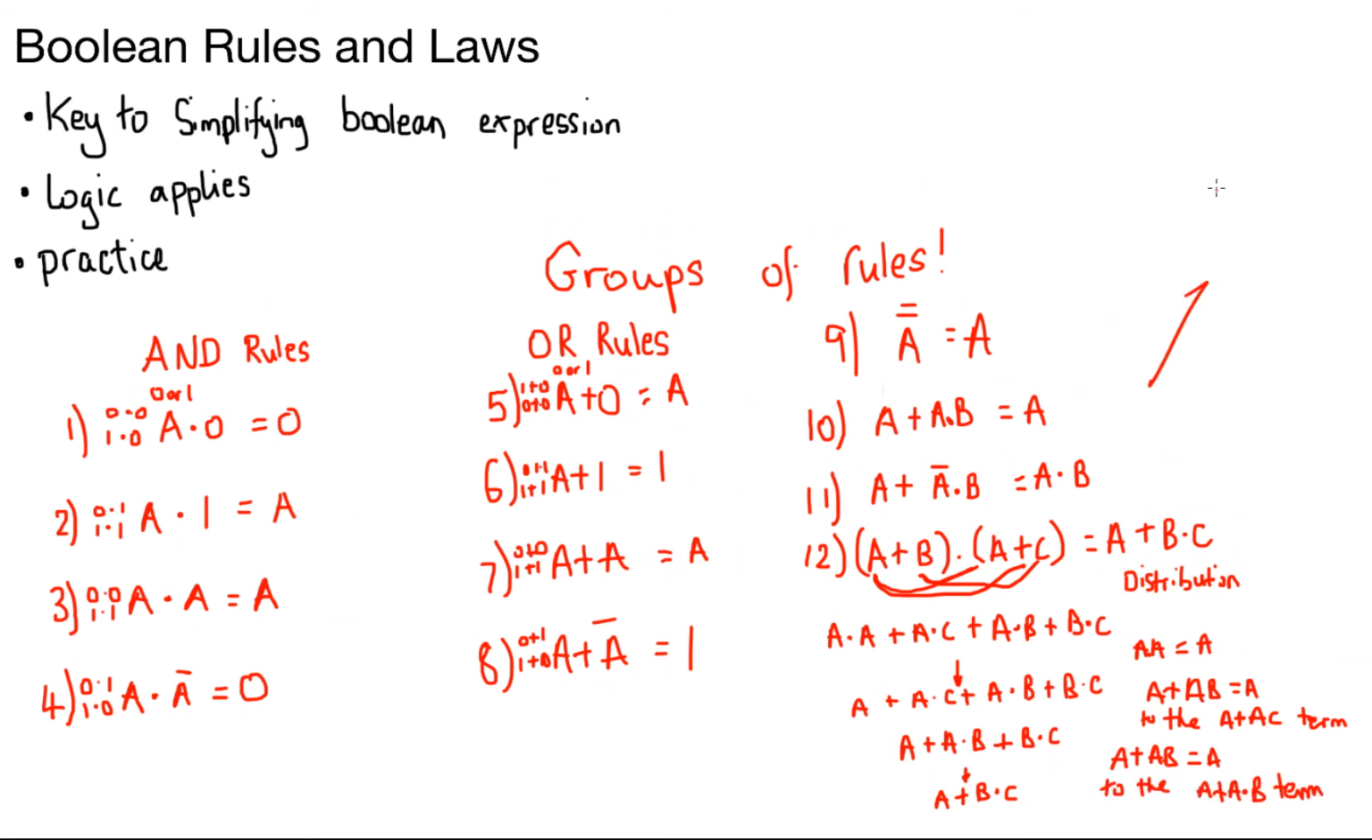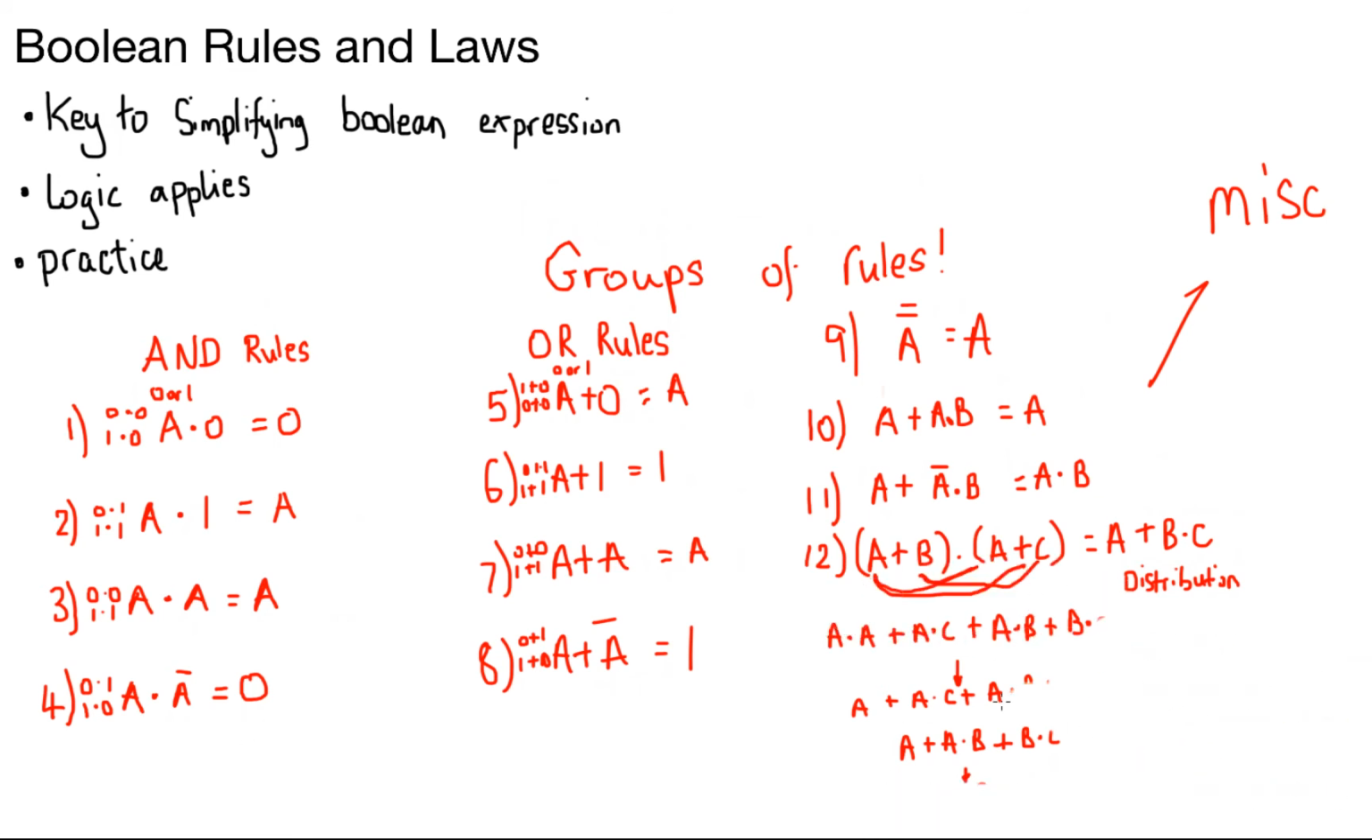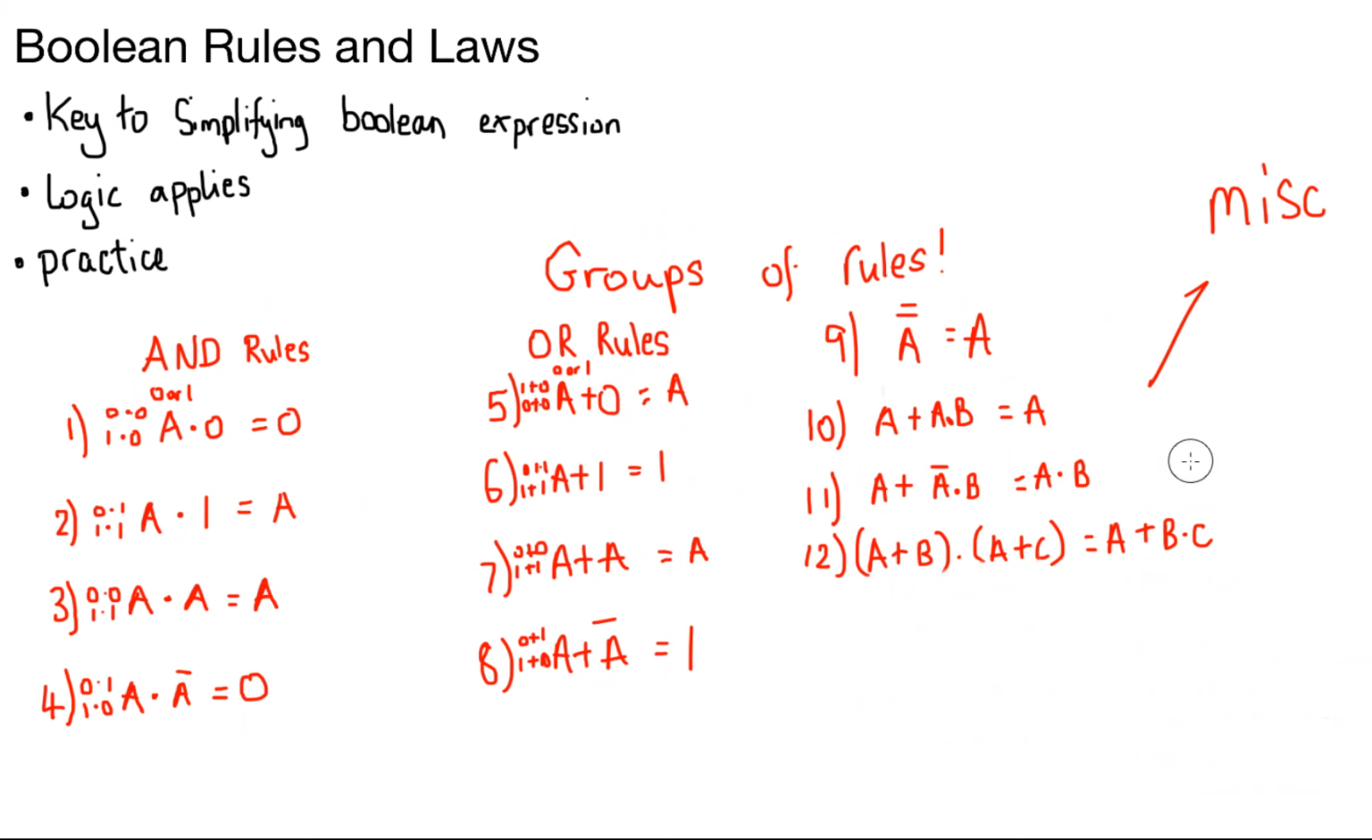And these rules are a little bit more odd, from 9 to 12, and I like to call those my miscellaneous rules. Some strategies for remembering these are to continue to apply them on lots of different questions, practice them, make flashcards if you need to, and just keep revising them. So now we've looked at the rules, let's have a look at some Boolean laws.